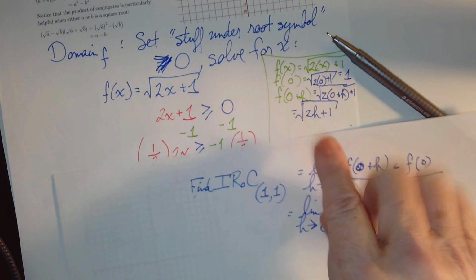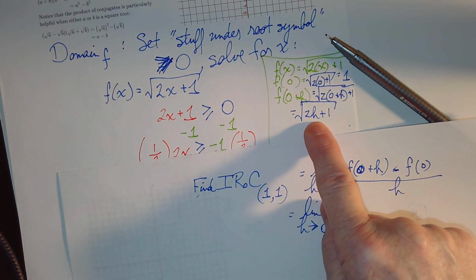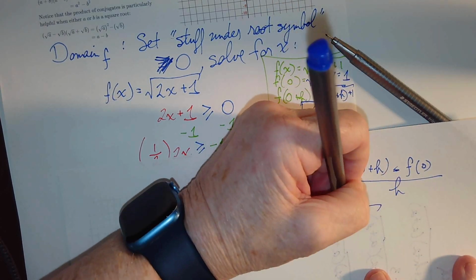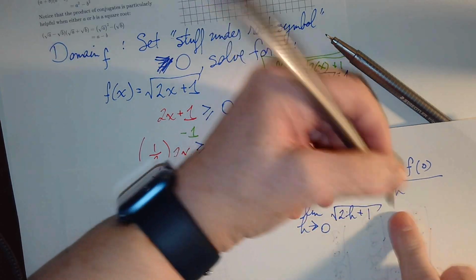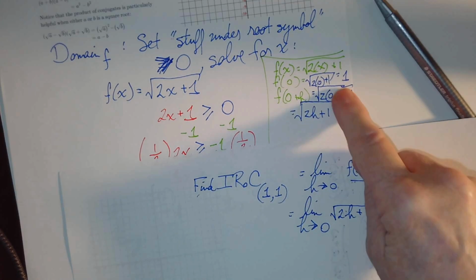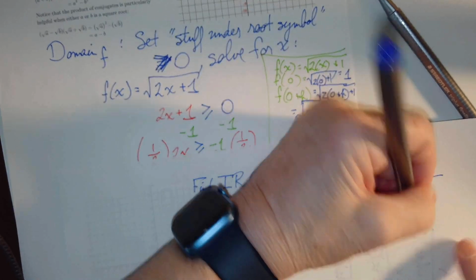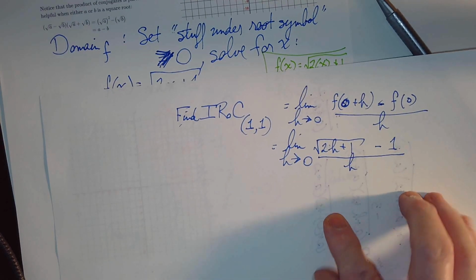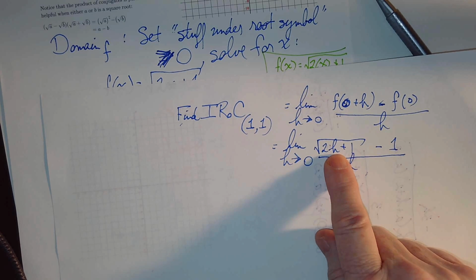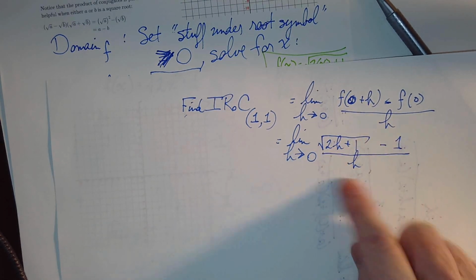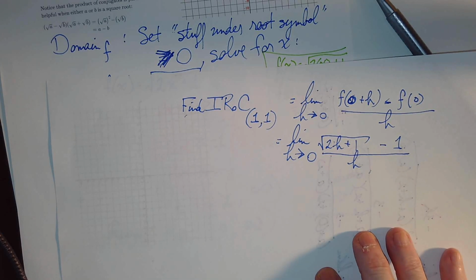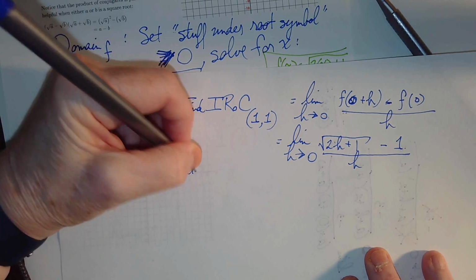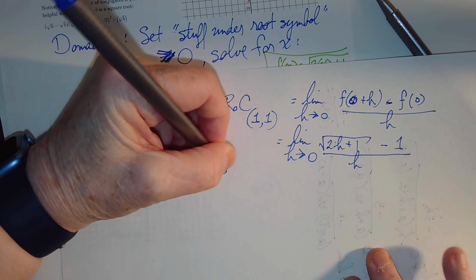For the second one, for f of 0 plus h, we got square root of 2h plus 1 minus, and f of 0 was 1, all divided by h. Anytime you have a square root in a fraction and you want to simplify that fraction, we want to multiply by the conjugate.